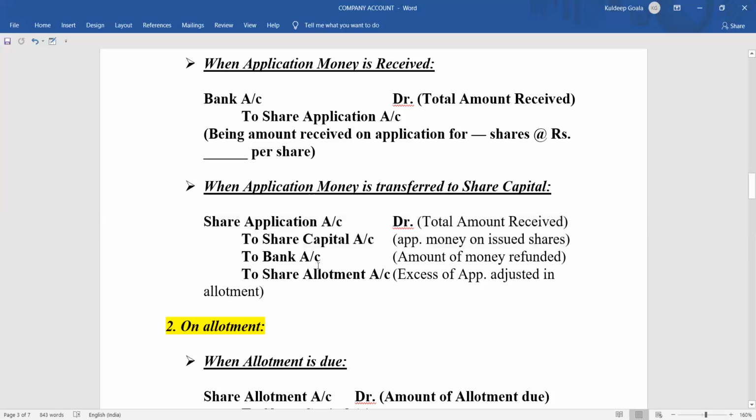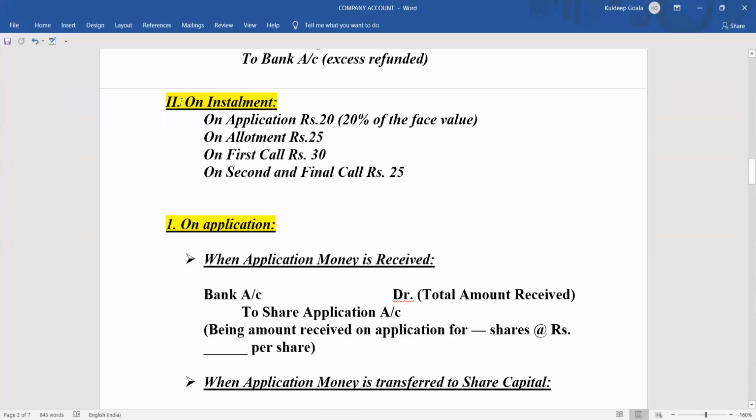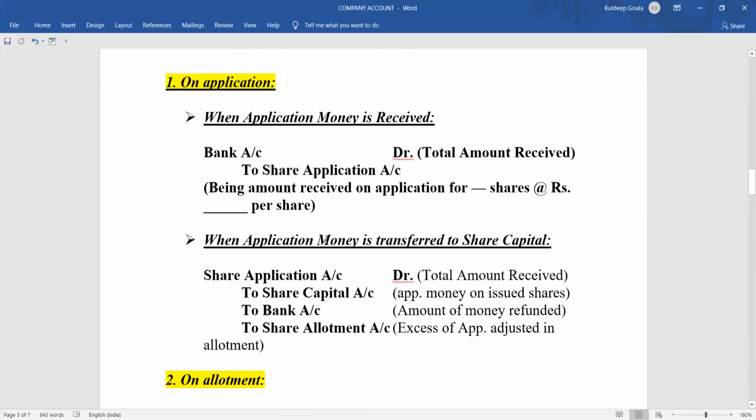share capital. Now coming to the second one, as I was telling you, we are talking about installments. So in installments, how many situations are there? Four. Okay, it can be more than that. So application is over. Now coming to the allotment. At the time of allotment, what will happen from now onwards?